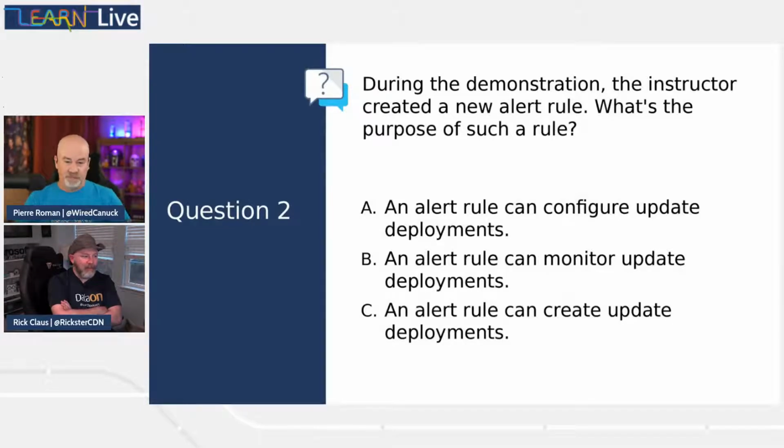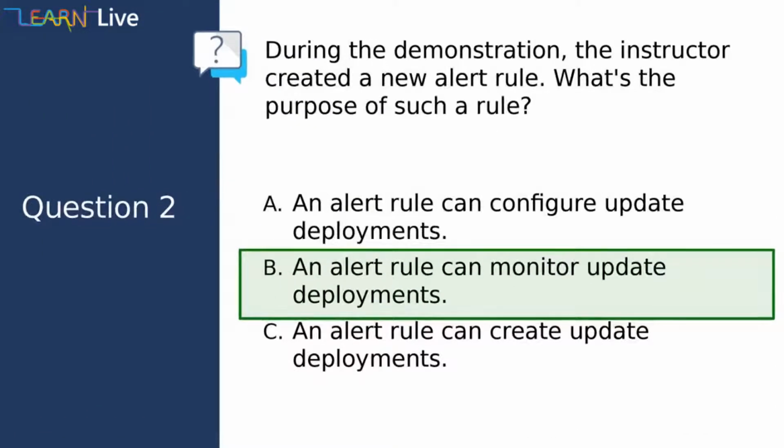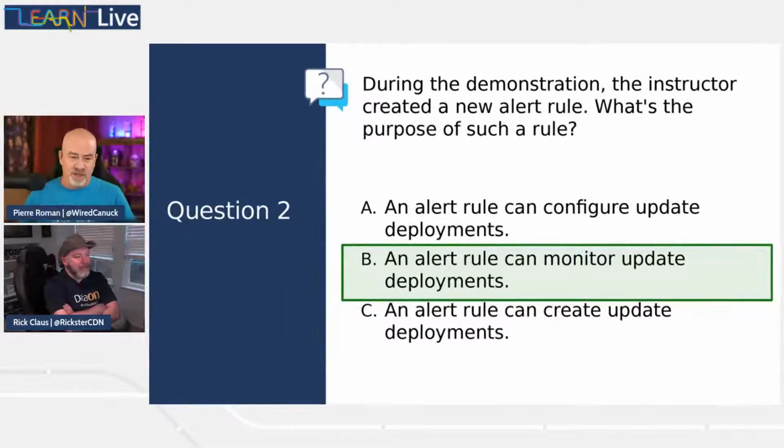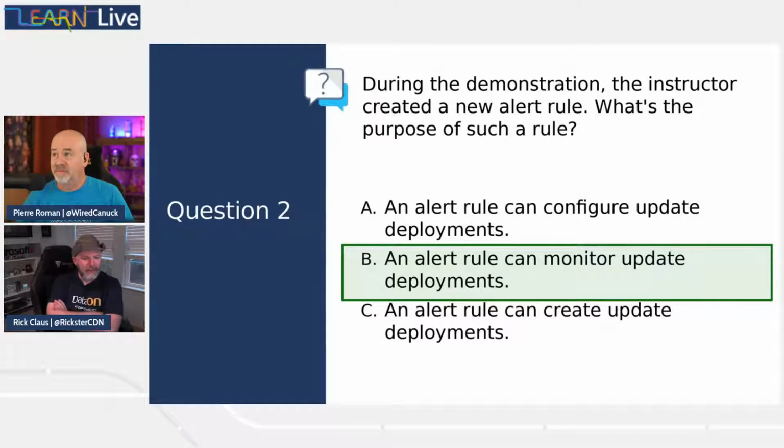Take a look at it. The answer of this one here is B. Alert rule monitors update deployments. Good job. All right. So these are quick little quizzes, I think they called them in the actual units inside of the learning module. What else we got next?